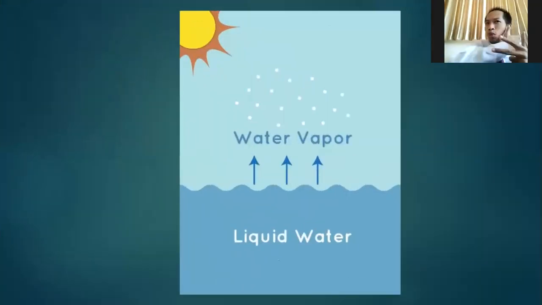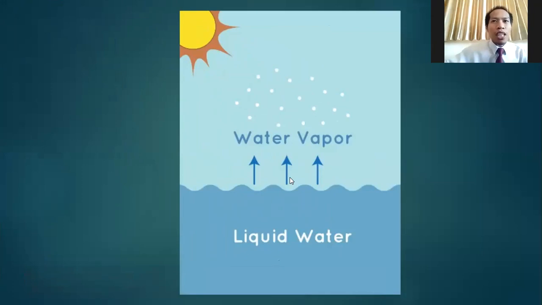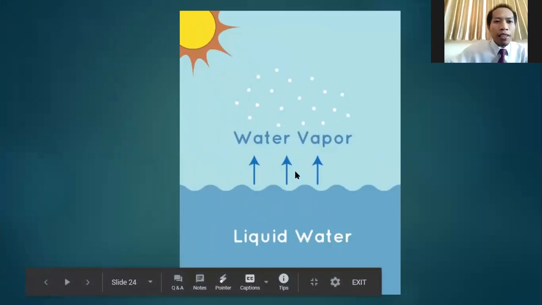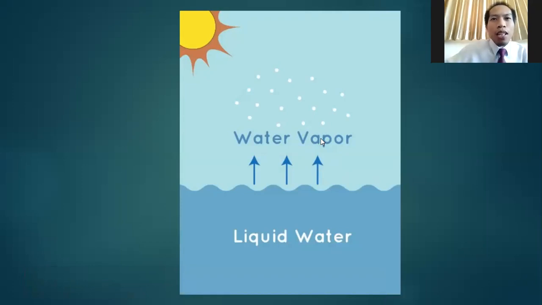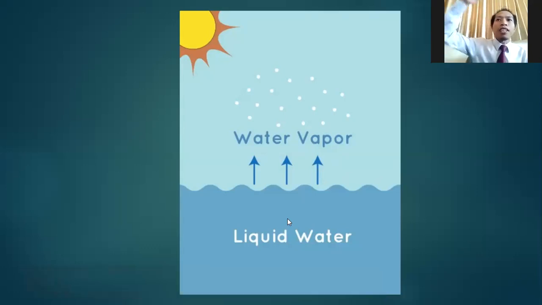The next one is changes and energy. What is changes and energy? Here, for example, we are still talking about the water. Water can change its state from liquid into gas. Liquid water can change into vapor. Vapor here means uap. So water vapor is uap air. So water can change from liquid into the gas.